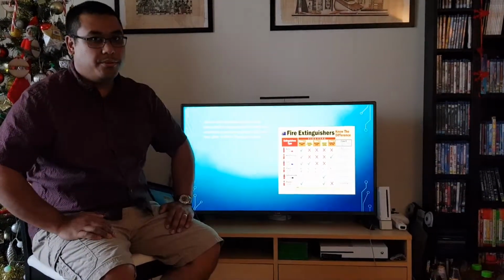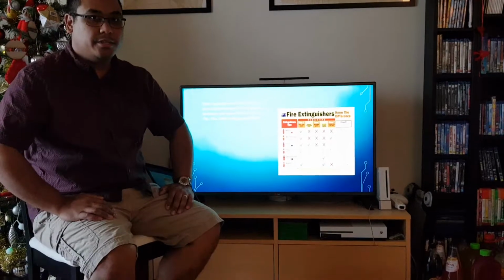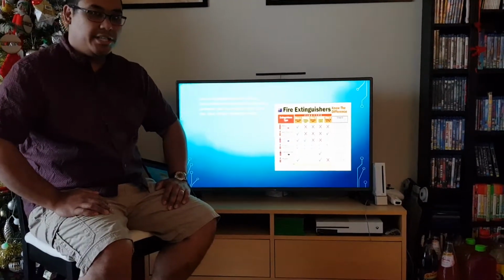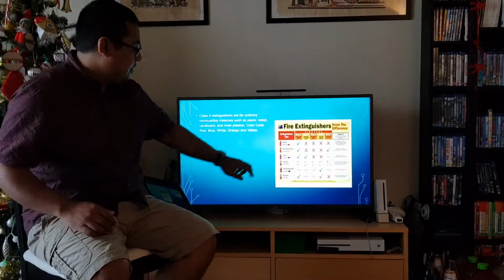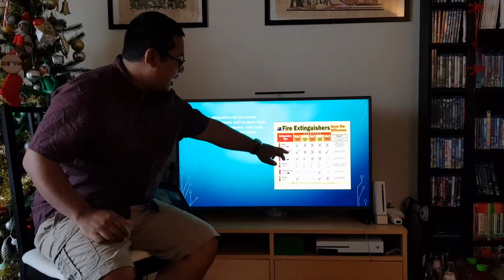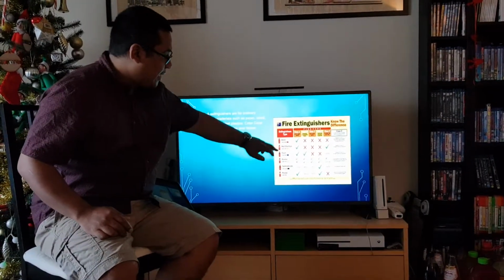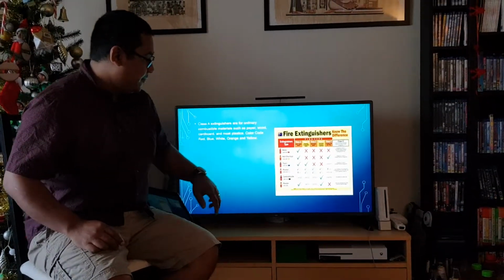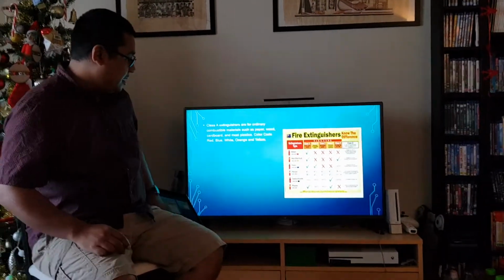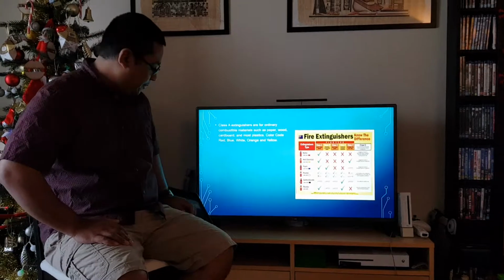Class A is mainly for solids. Solids, for example, are wood, plastics, paper, and you extinguish them with water. So on Class A on the table you see water, a wet chemical or foam or powder, but mainly it is only water.